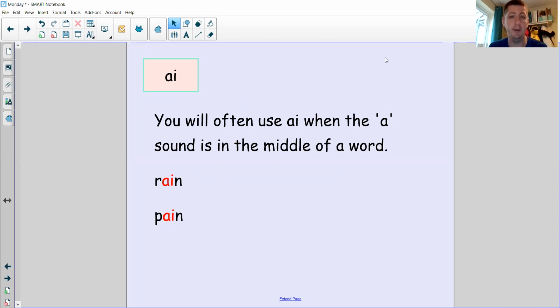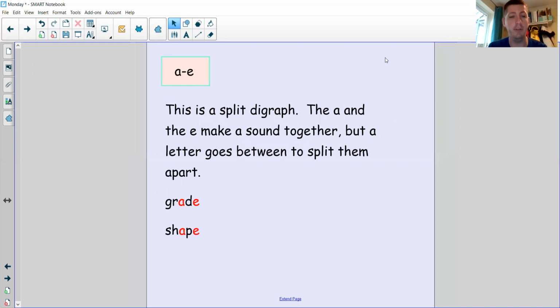The last A sound we're going to look at is the split digraph sound, which is the letters A and E split. A letter goes between them, but the A and E make the A sound together. For example, aid, grade, and shape.